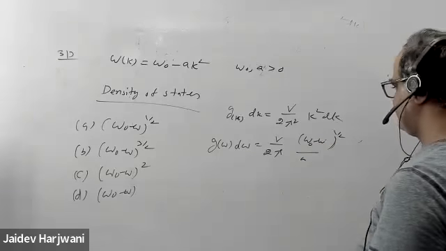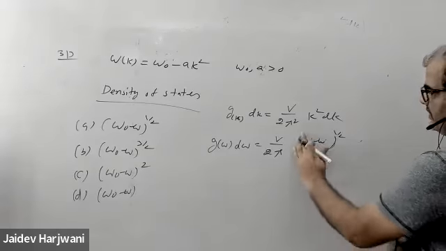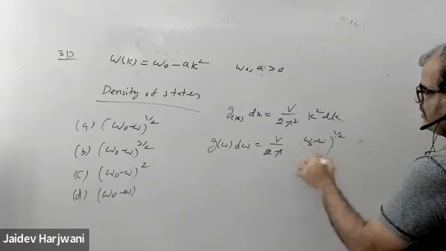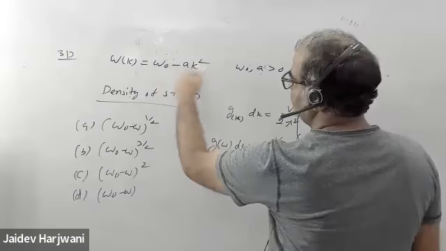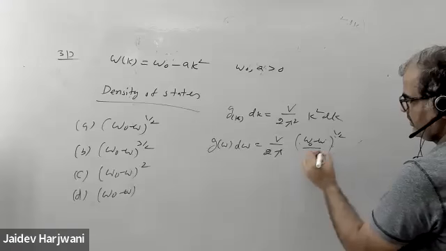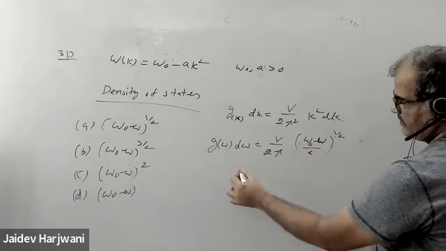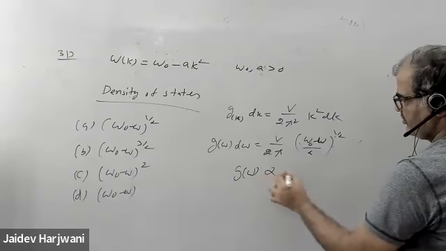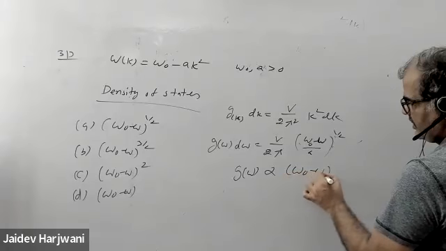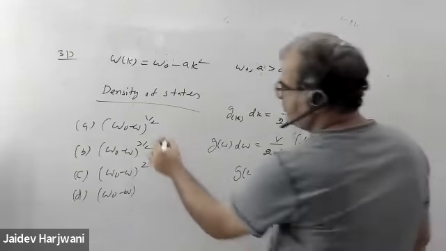And divide by a, na? Divide by a also. Omega naught by omega. Okay, so this will come here, omega and omega, and this a will come here. So this is asking what is the proportional constant. The proportional is omega naught minus omega to the power half. Okay, so the first option is correct.